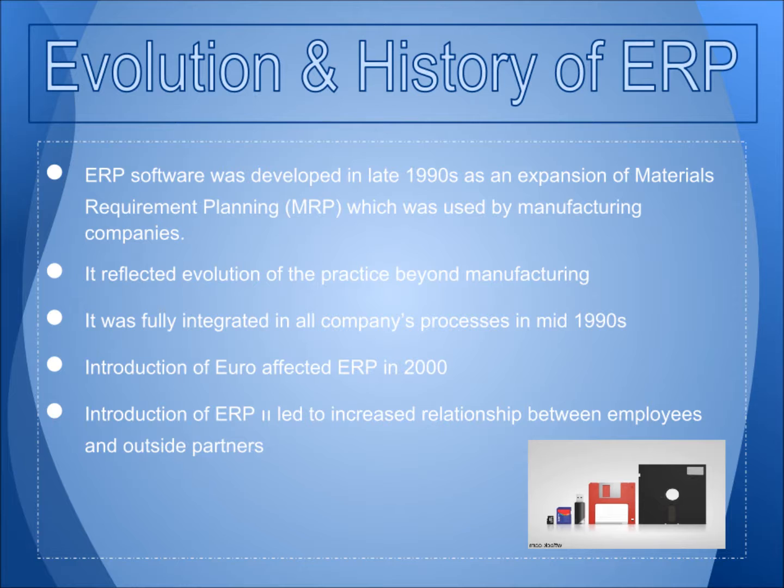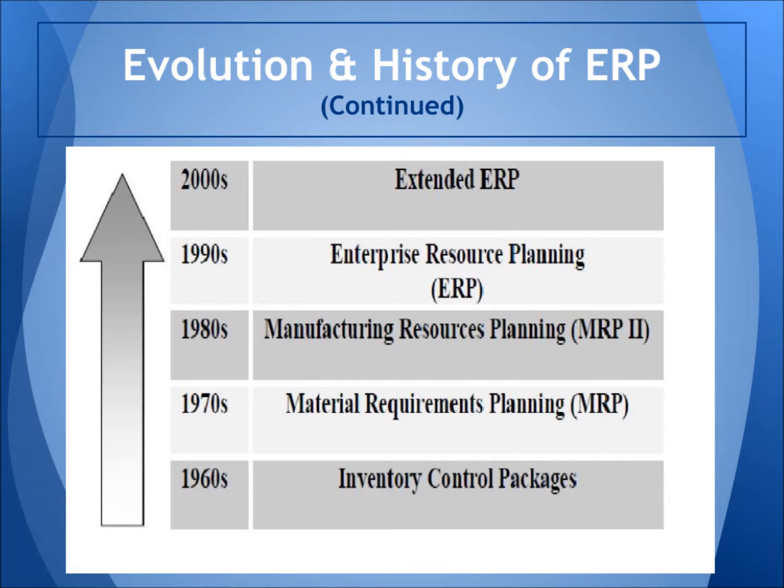ERP's growth declined in the early 2000s after the introduction of the Euro, which interfered with legacy systems. The system initially addressed back-office workers that did not deal directly with customers, and later integrated front-office operations. The solution was ERP2, software that was web-based. It allowed employees and other partners easy access to these systems, making organizations overall more effective. Here we show a brief visual of the evolution and history of ERP.